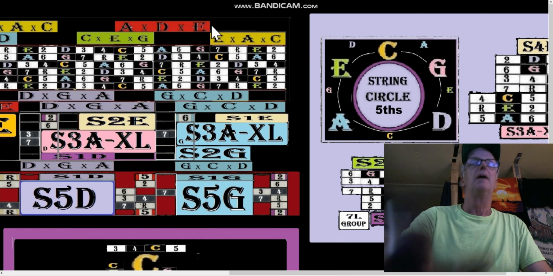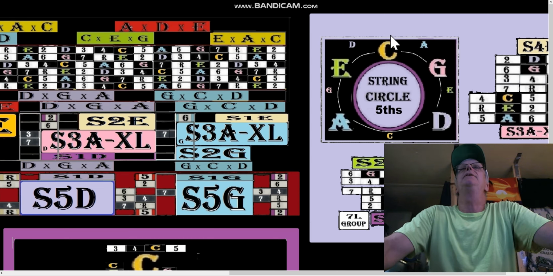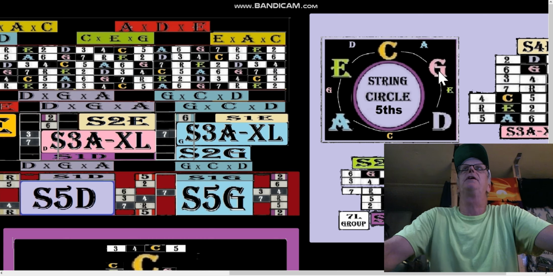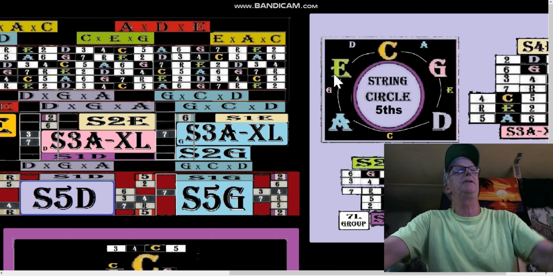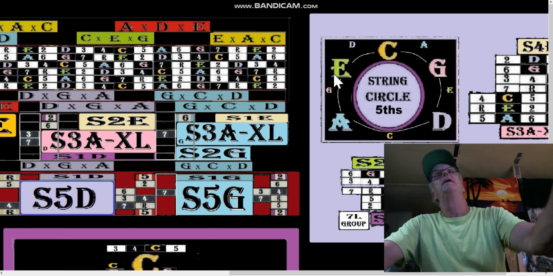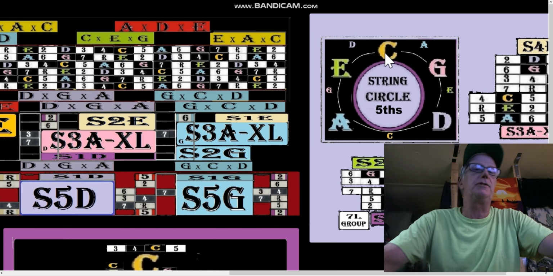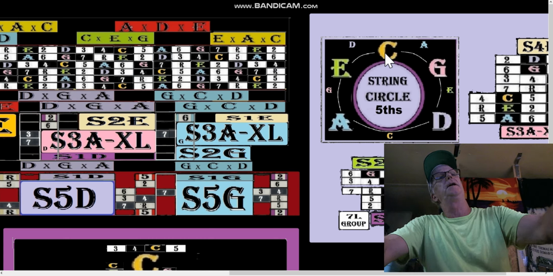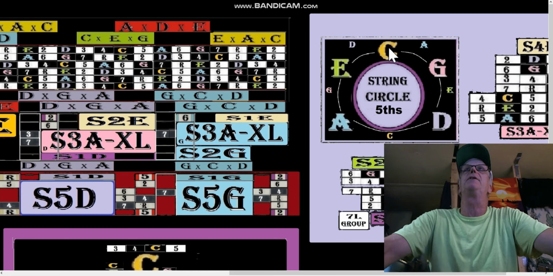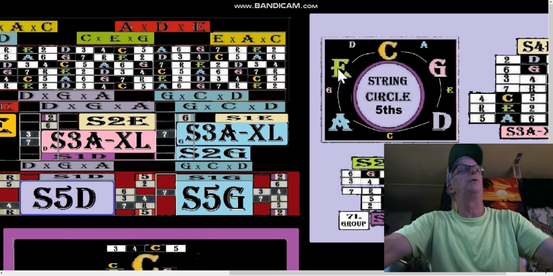Now hang on, let's look at that again. Going in 5ths, this is the string circle of 5ths. C to G is a 5th. G to D is a 5th. D to A is a 5th. Okay? A to E is a 5th. But now E to C is a string-shaped 5th. It's not E to B. It's E to C, an augmented 5th. It's a string-shaped 5th. And conversely, going the other way, from C to E is a diminished 4th.